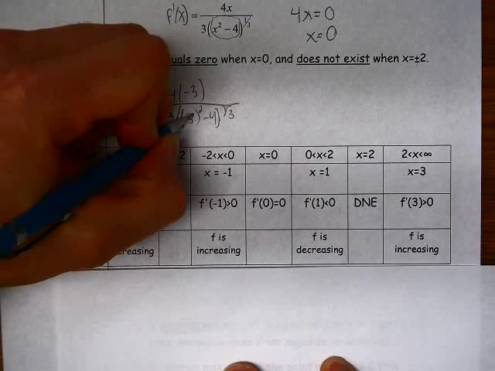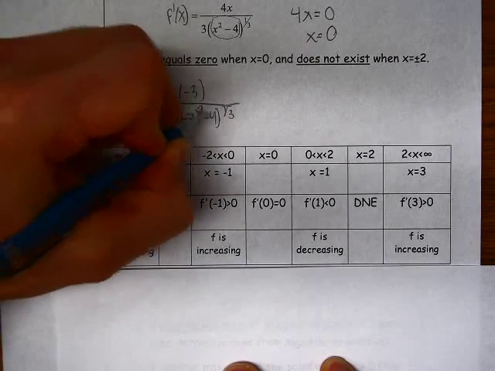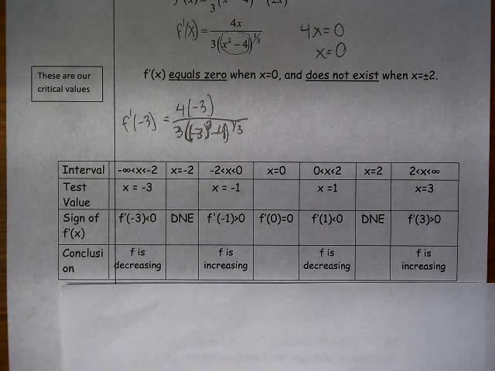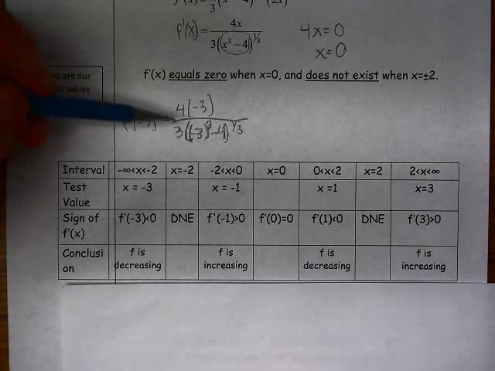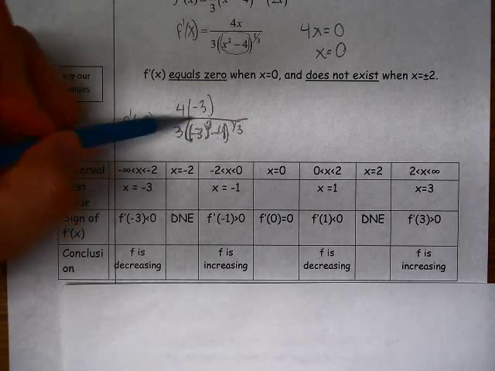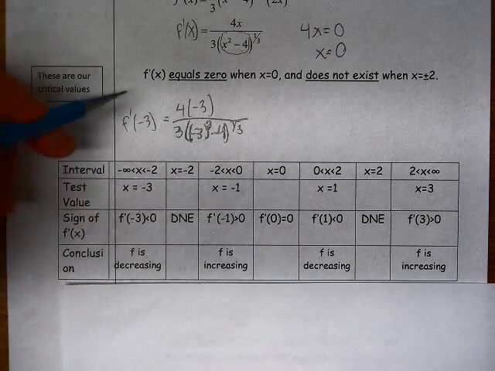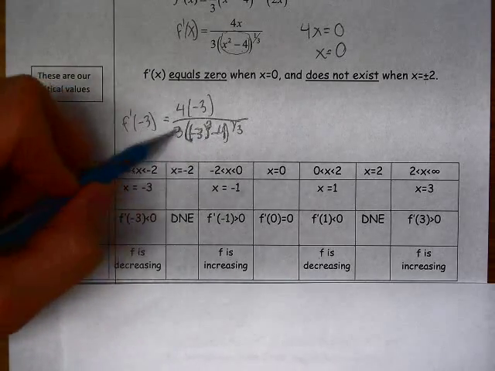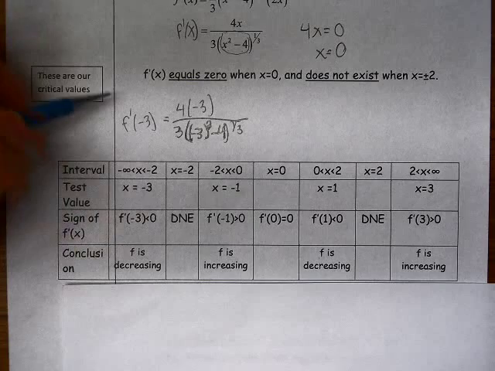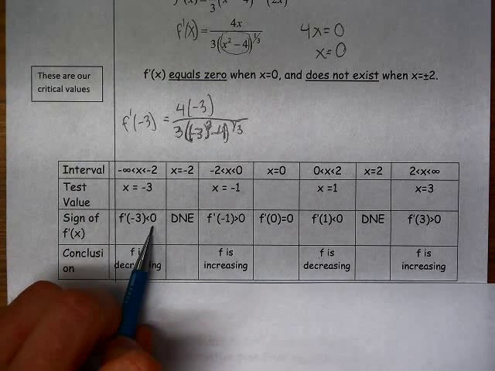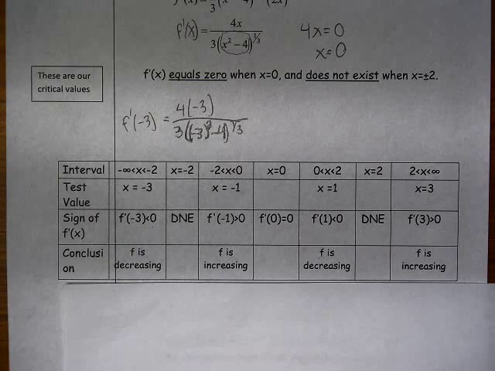And here, with these more complicated derivatives, my concern is really the sign of this derivative. That keeps me from having to do a lot of the arithmetic. So I can see in this denominator, I have a positive 3. This is going to be 9 minus 4. That's positive. The cube root of 5 is positive. So that denominator is a positive number. 4 times negative 3 is negative 12. That's negative. That means my overall derivative is going to be less than 0. And the conclusion is that f is decreasing on that interval.